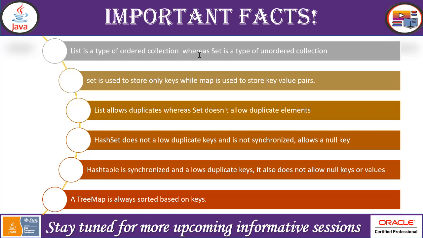HashSet does not allow duplicate keys and is not synchronized, and allows a null key. Hashtable is synchronized and does not allow duplicate keys. It does not allow null keys or values. A TreeMap is always sorted based on keys.